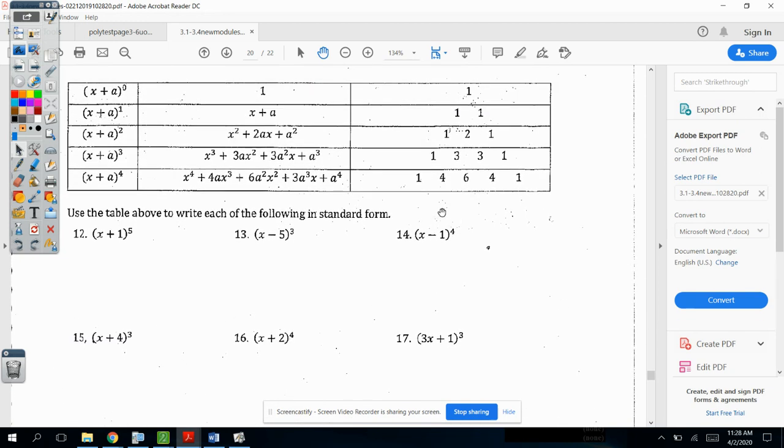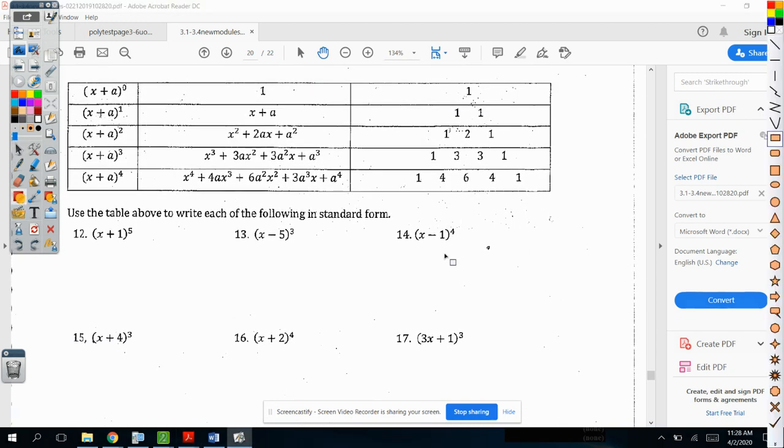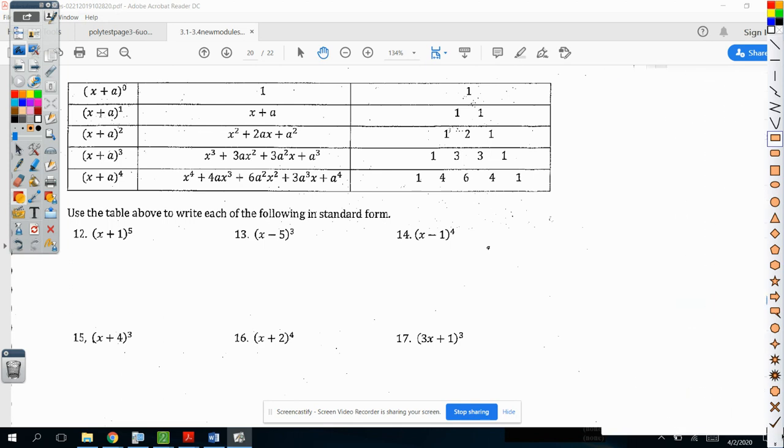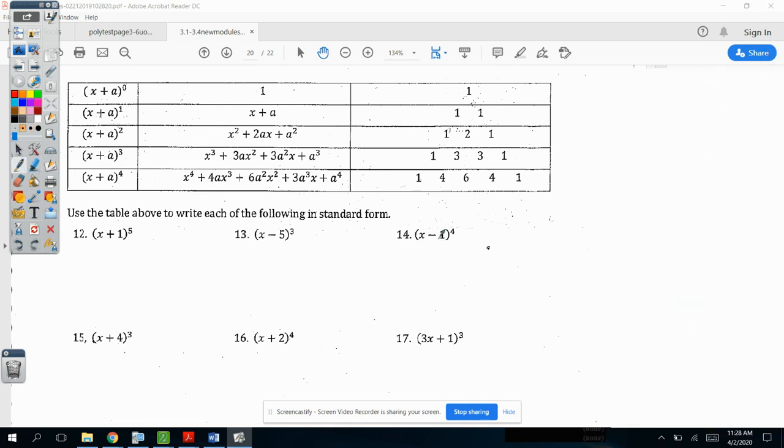There's our triangle they gave it. I did not think they gave you enough room on this. Mine's kind of sloppy. Okay, so 14 first. It's to the 4th power, so we're going to use that 4th row of the triangle. Just going to spread this out. My coefficients, 1, 4, 6, 4, 1.